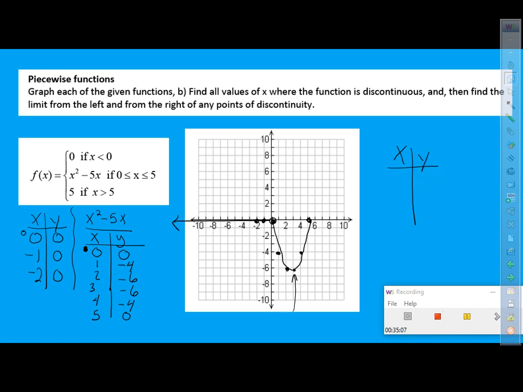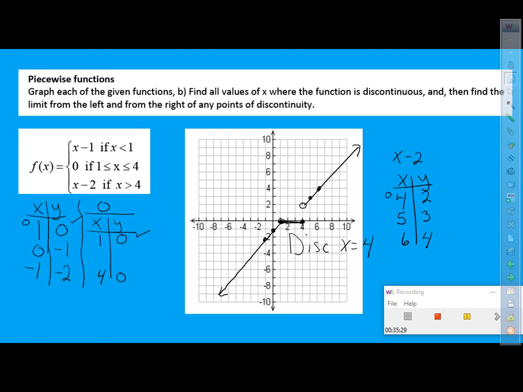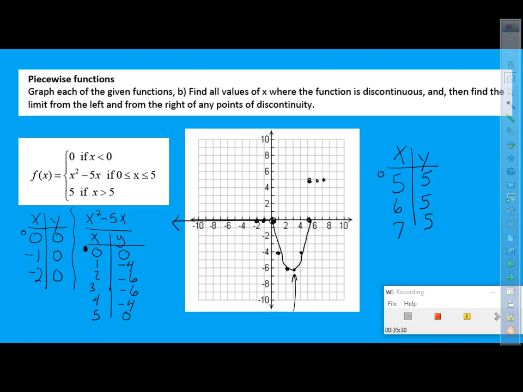if x is greater than 5, so I'm going to pick 5, but it looks like an open dot, 6 and 7. And it says my corresponding y values for this set are going to be 5. So I've got 5, 5. I've got 6, 5, and I've got 7, 5. So, come back here. So I've got that piece of the graph. Math Excel will ask you where it's discontinuous at. You'll look at your graph and say that this thing is discontinuous at x equal 5, because there's a jump.